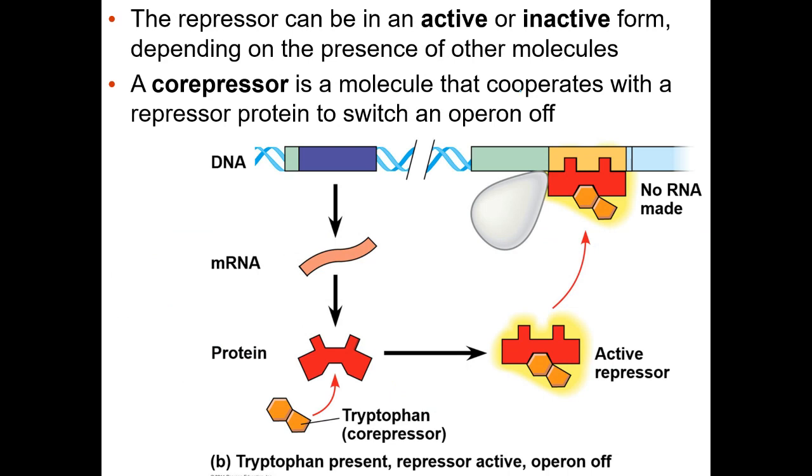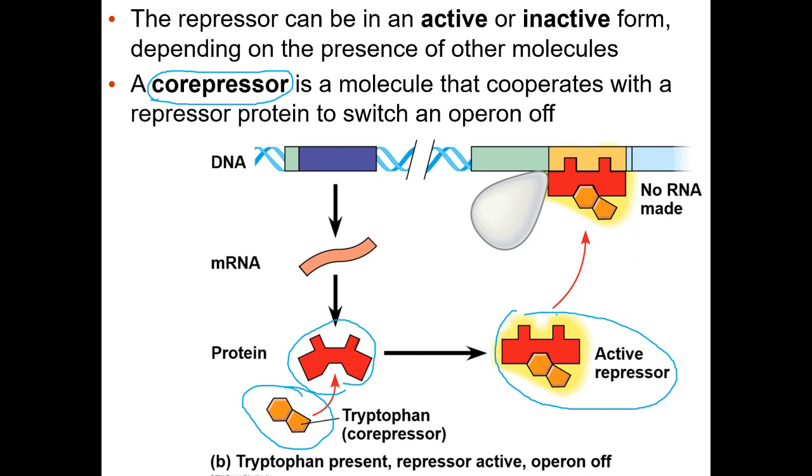So the repressor can be in an active or inactive form depending on the presence of other molecules. In this anabolic operon, the co-repressor is tryptophan. So you need this co-repressor to bind to this repressor, and if they're bonded, then we get an active repressor. The active repressor bonds on here to the operator. That stops RNA polymerase from binding, and now you don't make any of the enzymes that you need in order to make tryptophan, which is super duper because you already have plenty of tryptophan around.